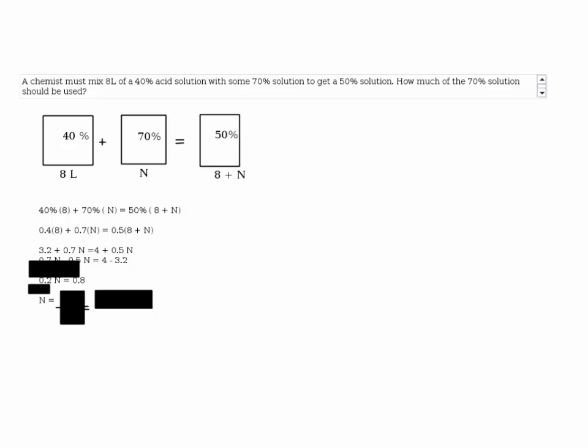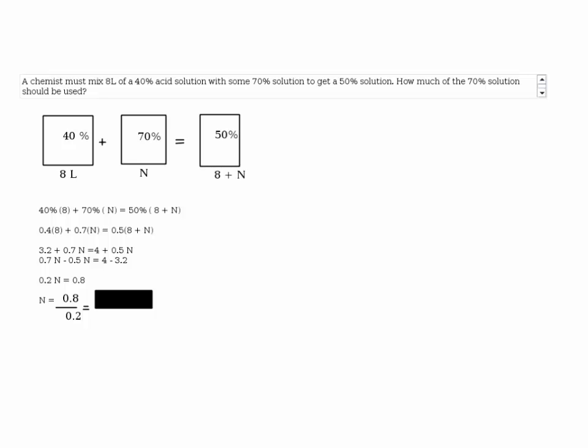And then we can distribute and then simply solve for N. We get 0.7N minus 0.5N is equal to 4 minus 3.2. You can actually multiply each term by 10 if you like to eliminate the decimal, but you don't really have to. So it would be 0.2N if we add all the N's together. Then we get N would be equal to 0.8 over 0.2.